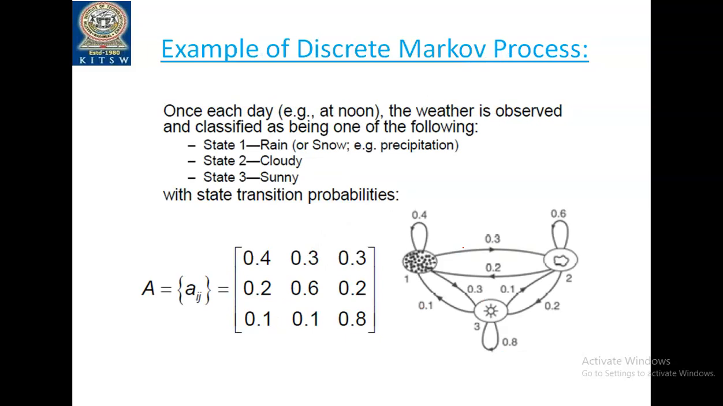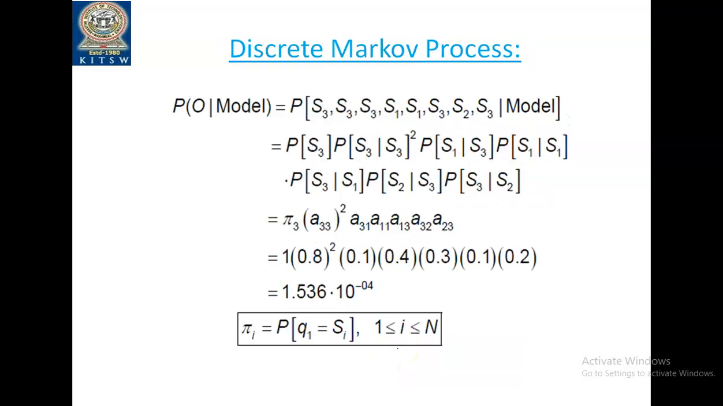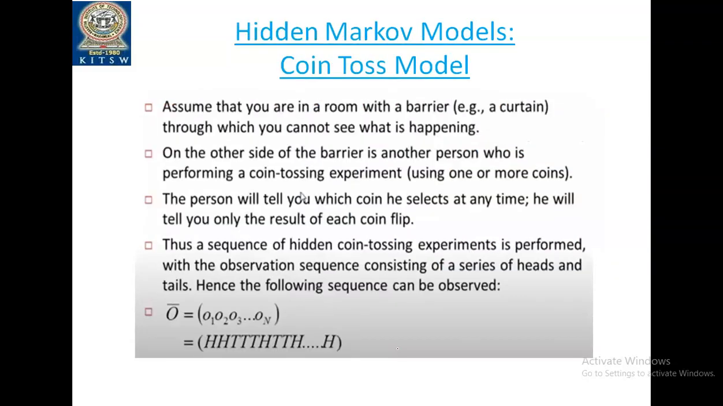Alright, this is the weather prediction example. We have taken this as a state diagram. This is the state diagram, and this is the state transition probability matrix. This is a problem we have already solved. We got the answer as 1.536 times 10 to the power of minus 4. Alright, now let us look into the coin toss model.